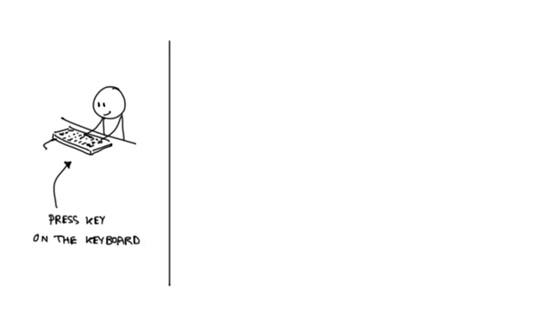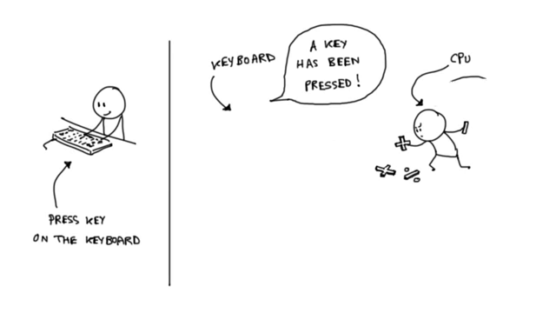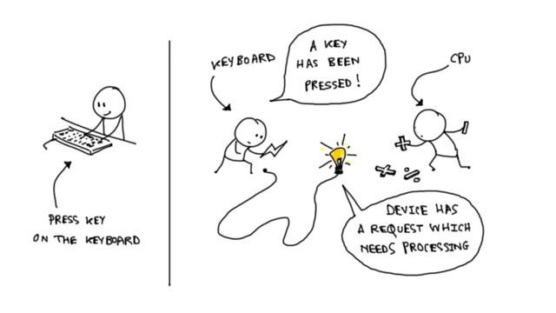When we press a key, the keyboard wants to tell the CPU that a key has been pressed, but the CPU is already busy doing something else. So the keyboard places a voltage on the IRQ line assigned to it, and this voltage serves as a signal to the CPU that the device has a request which needs processing.